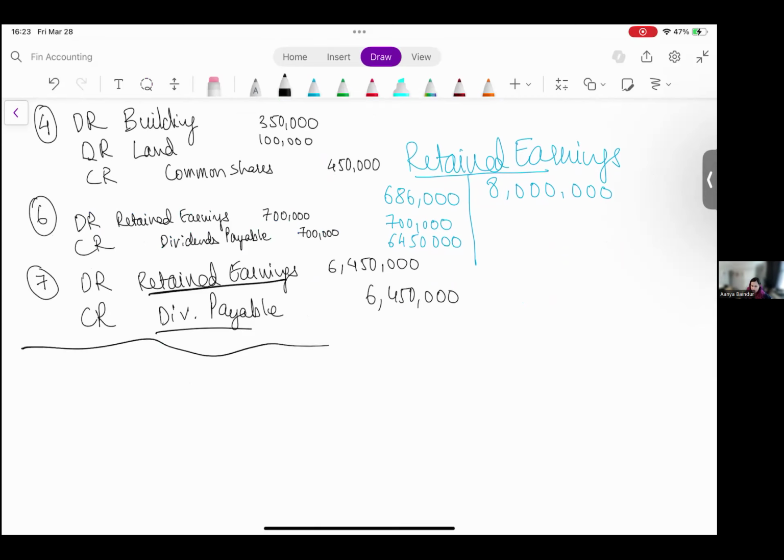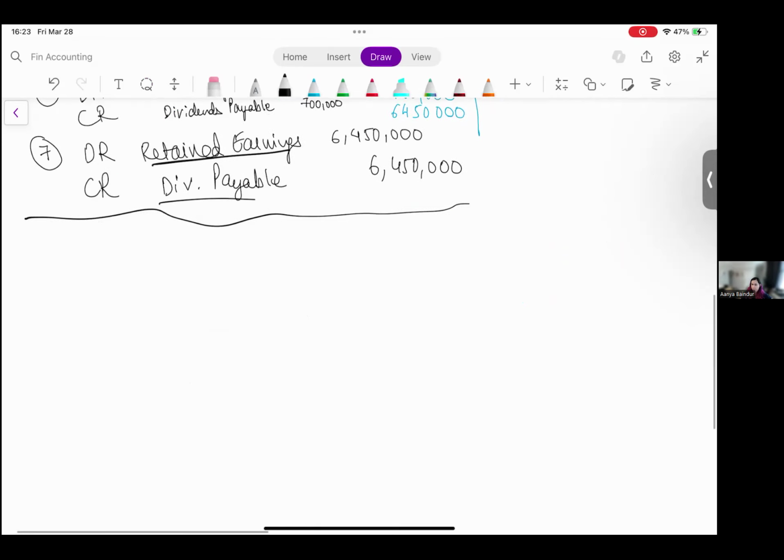At some point in the future, they have not asked this in the question, but in the exam, they might also tell you that at some later date, the dividends were paid off. So at that point, you will debit dividends payable and credit cash, since you're paying out cash for the same amount.